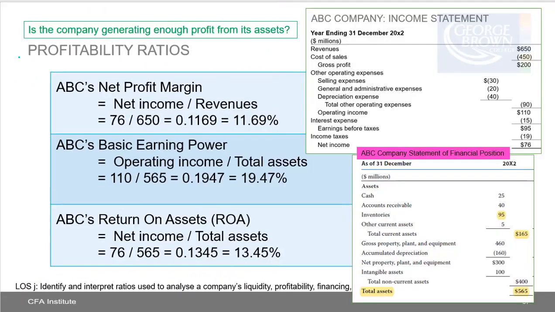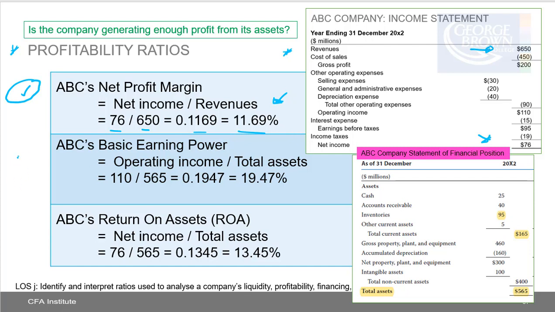Okay, so continuing with the profitability ratios, there's three ratios that we need to be familiar with. Number one is the net profit margin. And we can see that as net income divided by revenues. So we find that all on the income statement. That's an income statement to income statement ratio. Net income for ABC Company for 20X2 was 76, and the revenues were 650. So 76 divided by 650 gives us 0.1169. So it's 11.69%. As I said, these margins are in terms of percentages, okay?